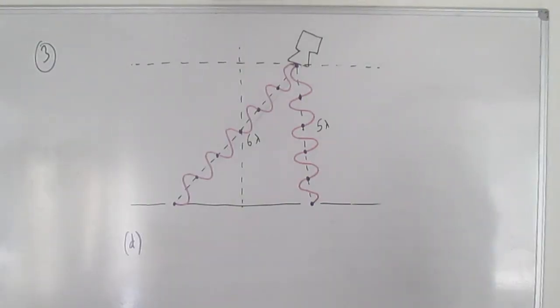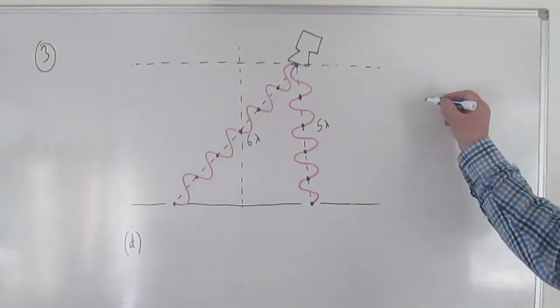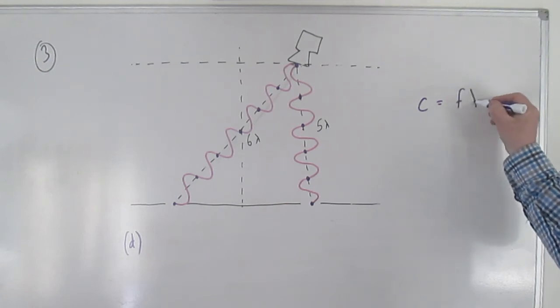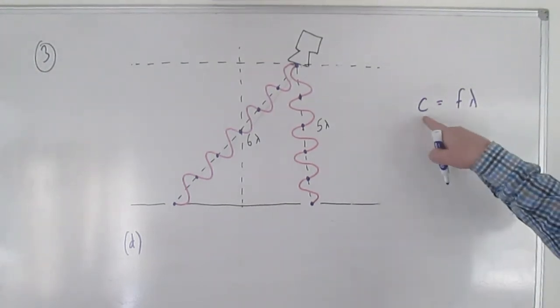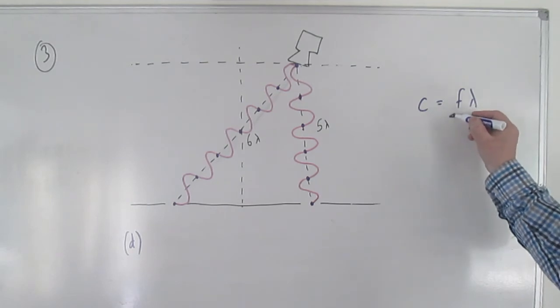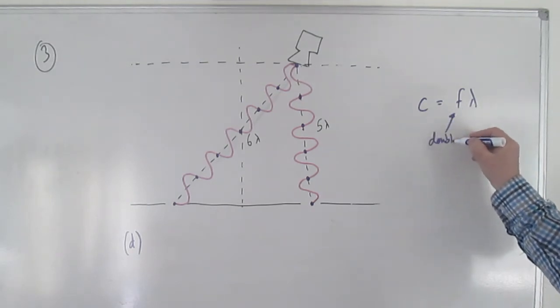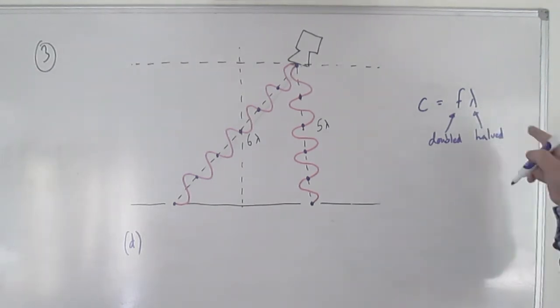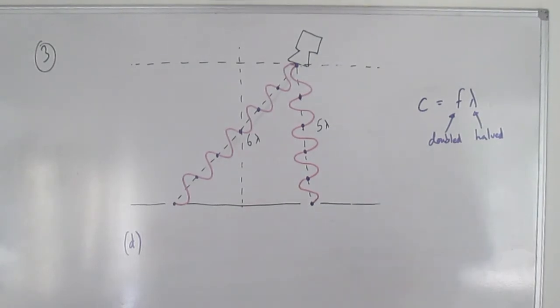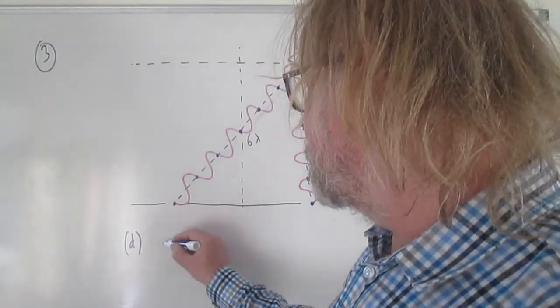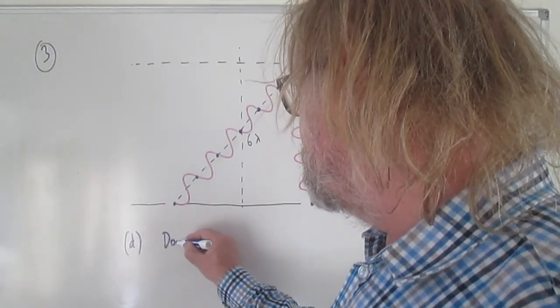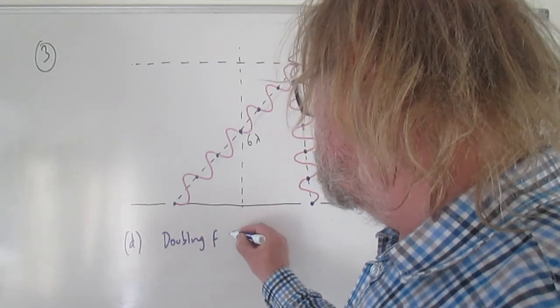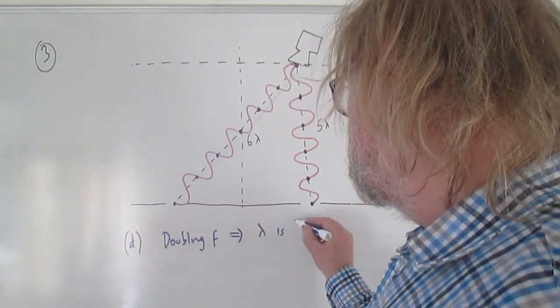So part D now wants to know what happens if we double the frequency of the microwaves. So again, we use this relationship, and remember that c is a constant. So if this is doubled, then this must be halved, so that when you multiply them together you still get the same number. So the wavelength is halved, and that's the first thing you need to state. That doubling frequency means that lambda is halved.